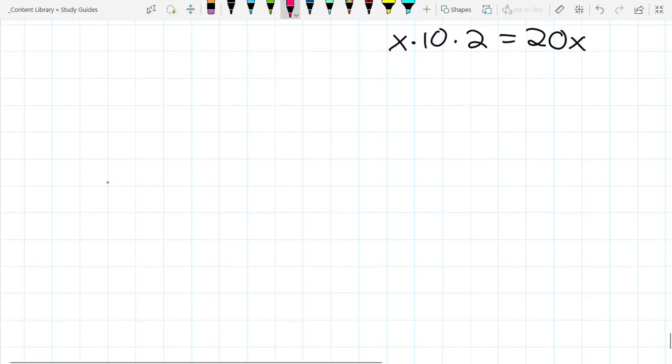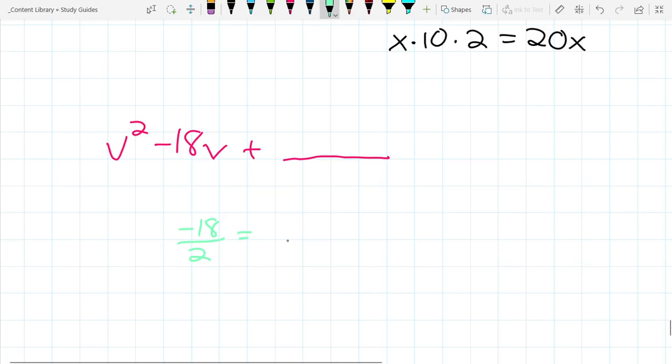So on 16, same thing. We're looking for the missing blank. So we have y squared minus, actually it's a v. Change that, not that it changes anything. V squared minus 18v plus something. So we take our middle term, which is a negative 18, we divide it by 2, or multiply by 1/2, same thing, gives you a negative 9. If you square a negative 9, you get a positive 81, which is why we put a plus sign in front, plus 81.